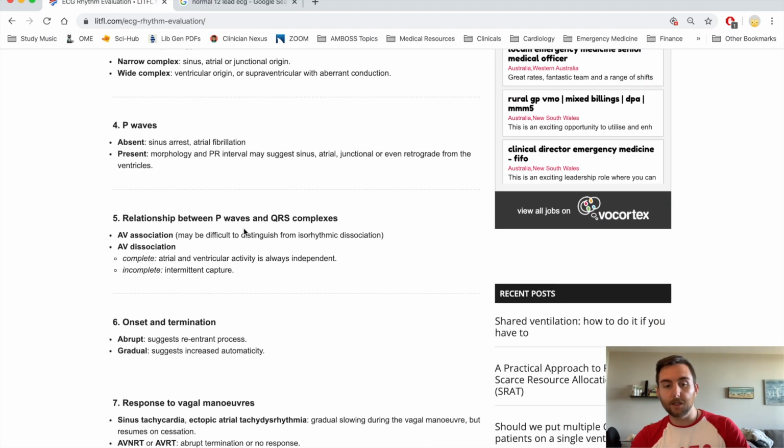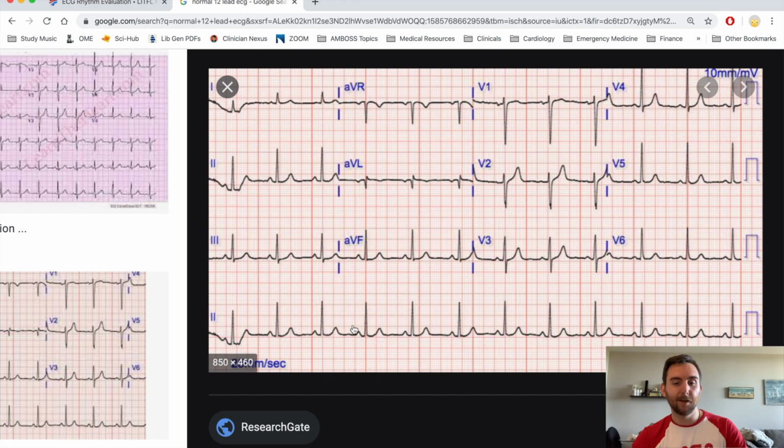So I was just saying, the relationship between the P and QRSs, make sure that they have a relationship to each other. If they don't have a relationship to each other, like I said, if the P waves are missing on some of these, there can be problems. And those are arrhythmias, which we'll talk about later.